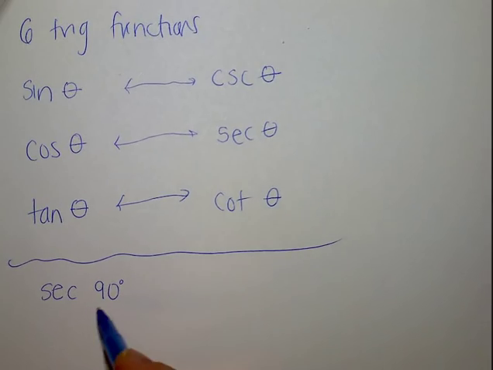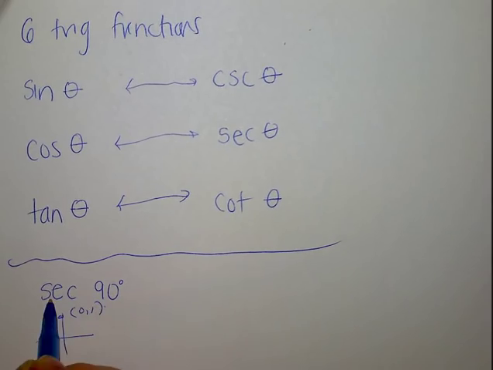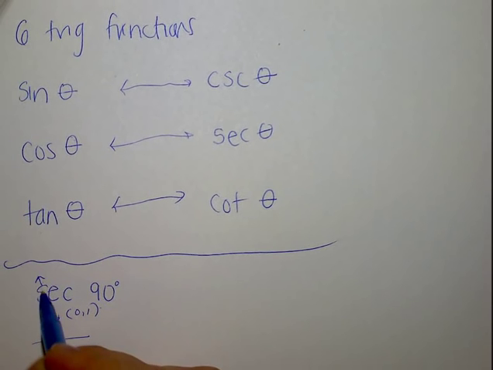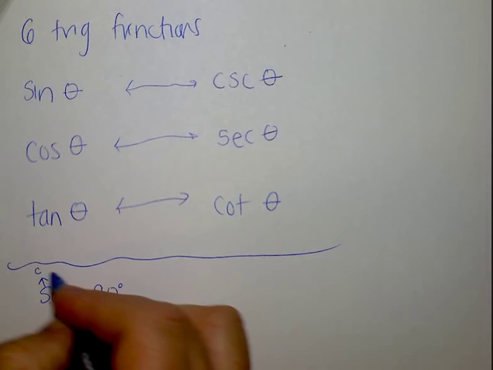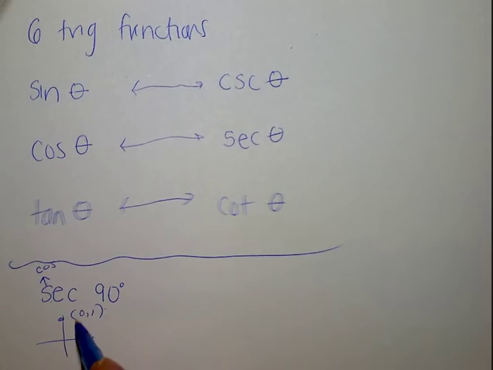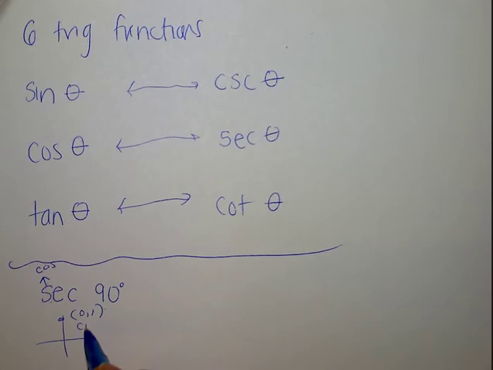Okay, so 90 degrees is right here. The ordered pair at this point is 0, 1. Now secant. I remember that the reciprocal of secant, S doesn't go with S, it goes with C. So my first thing I think of is what is the cosine? What is the cosine of 90 degrees? Remember CBS, cosine before sine. So the cosine of 90 is 0.